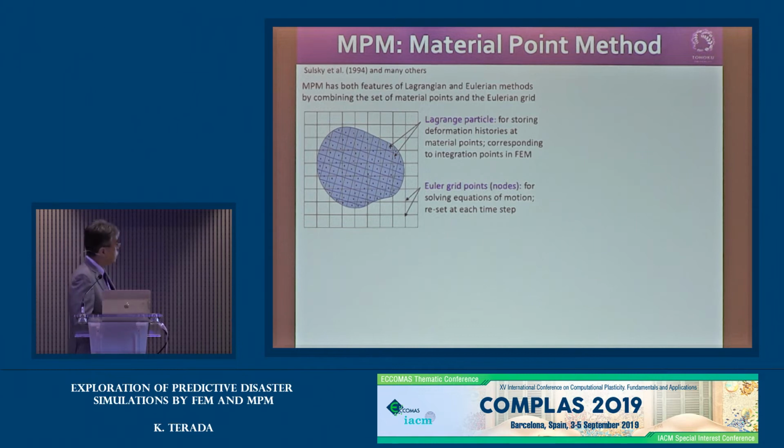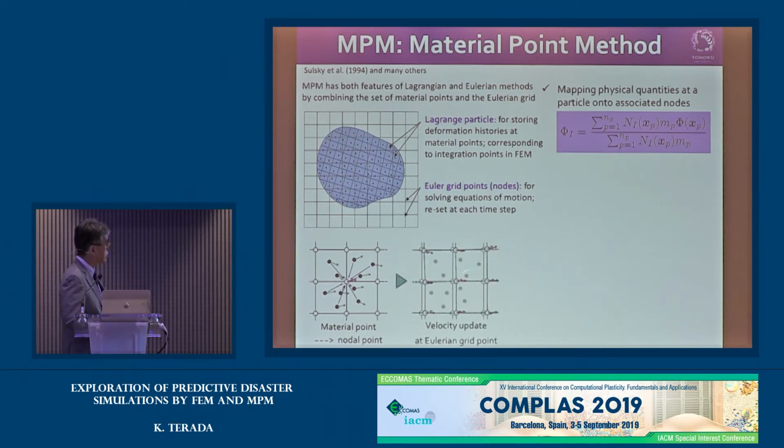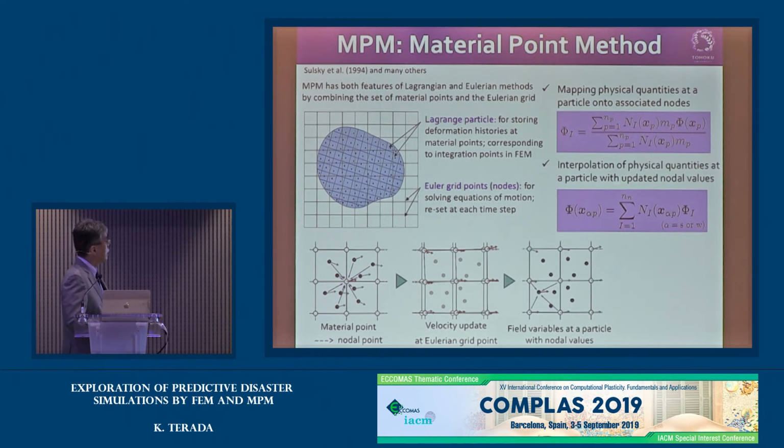Before solving the equation of motion, we have to map the physical quantity at the particle onto the associated node by this equation. And then after that, we can solve the equation to have the updated velocity field. Then we can reset the Eulerian grid. Then by using the updated nodal values, we can interpolate the physical quantity at each particle this way. Then after that, the particle can be advected by using the updated velocity field.